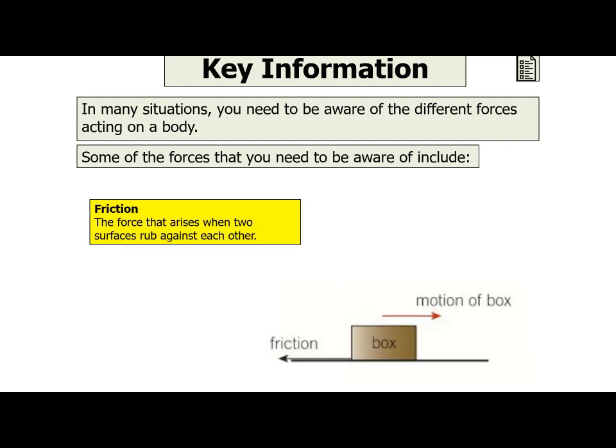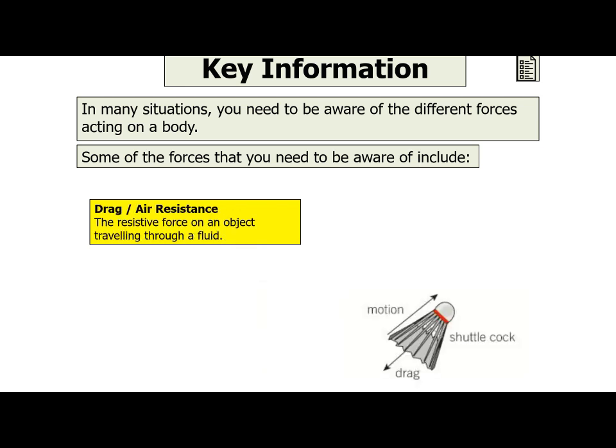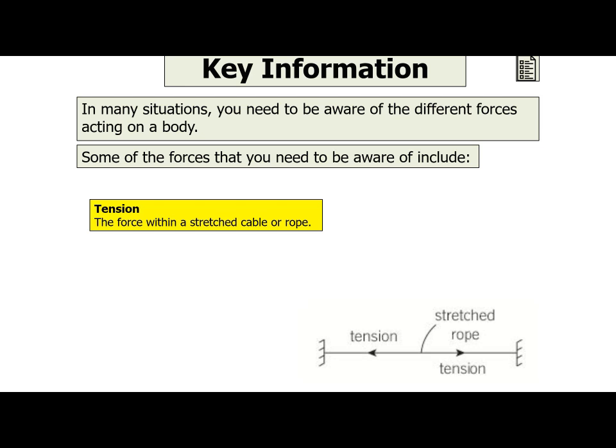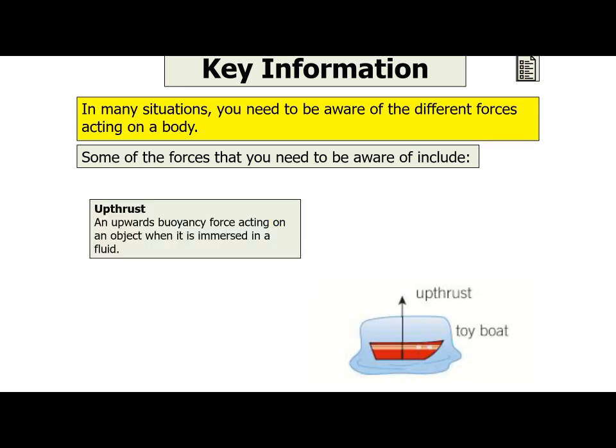We have friction, which is the force that arises when two surfaces rub against each other. We have drag or air resistance, which is the resistive force on an object travelling through a fluid. We have tension, the force within a stretched cable or rope. We have upthrust, an upwards buoyancy force acting on an object when it's immersed in a fluid.